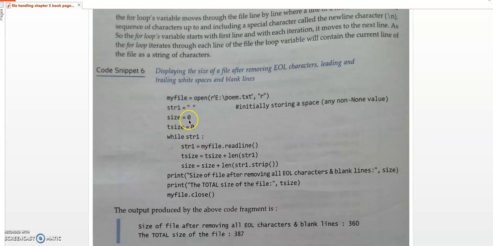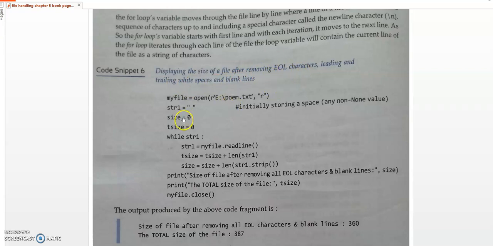First, initially I assign size. I want to find out the total size of the file. First I will read the first line, and I will find out the length of the first line. Then I will remove the special characters, like new lines, blanks, trailing spaces, and leading spaces. I will remove those spaces.